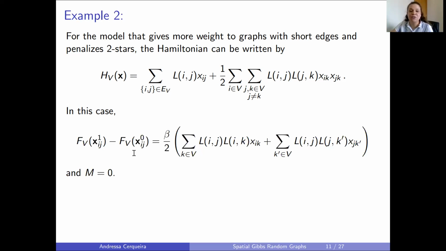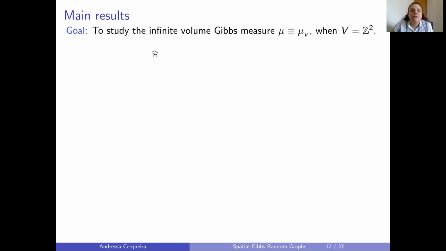And now I need to introduce the question of what we are interested in looking at in this model. We can define this model when V is finite. But our goal is to study what happens when V is, for example, our entire space, Z2, or when V is an infinite set of vertices. So we would like to study whether or not there is an infinite volume Gibbs distribution that I'm going to denote by mu. So this is our goal. And then also study some properties of this measure.